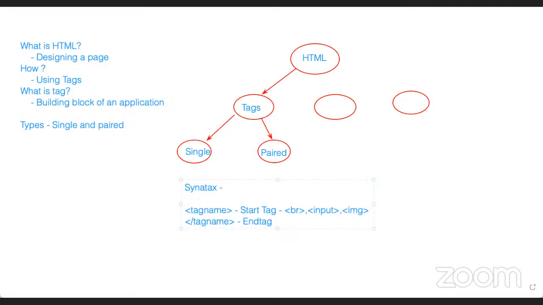Again, I'm repeating, a tag without a closing is called single. A tag which consists of a closing is called pair. If you consider out of 100%, 80 to 85% of the tags come under pair. Only 10 to 15% of the tags come under single. Even the definition of a tag, which I already explained, is the building block of an application.